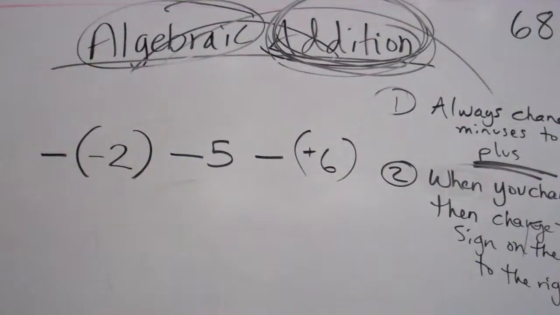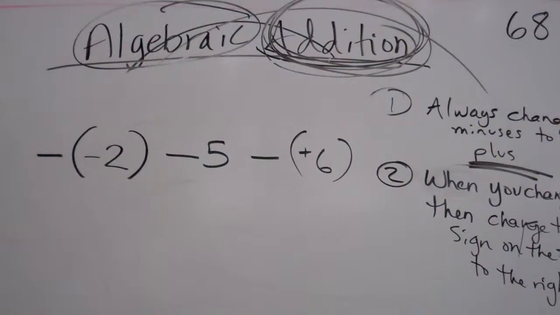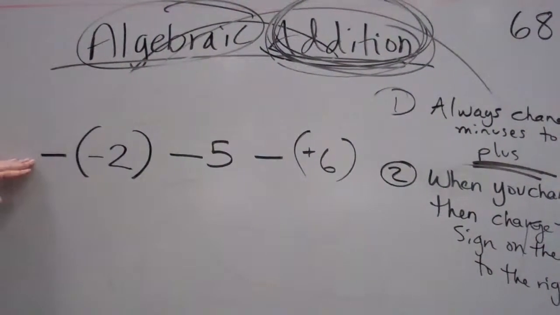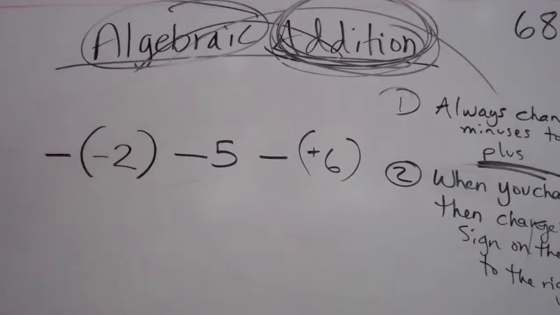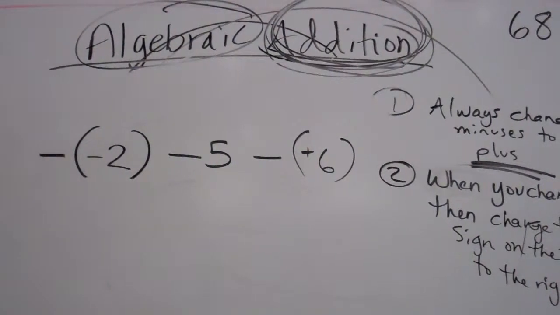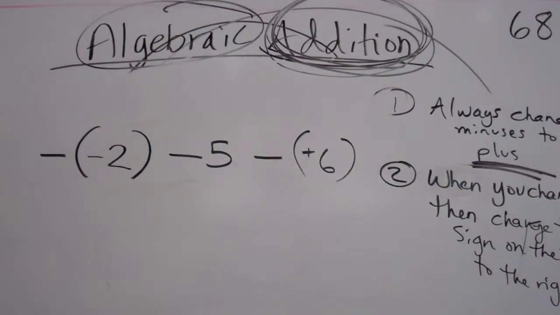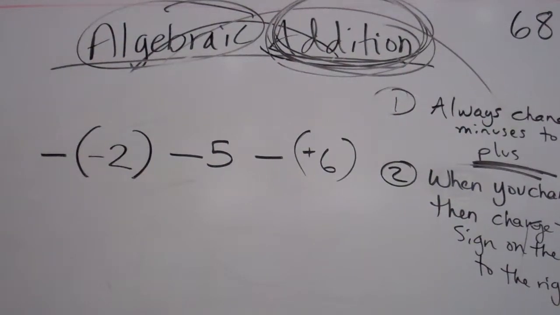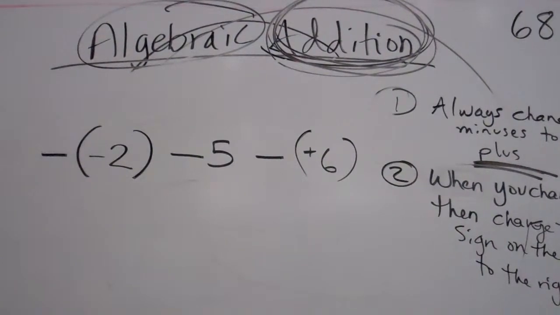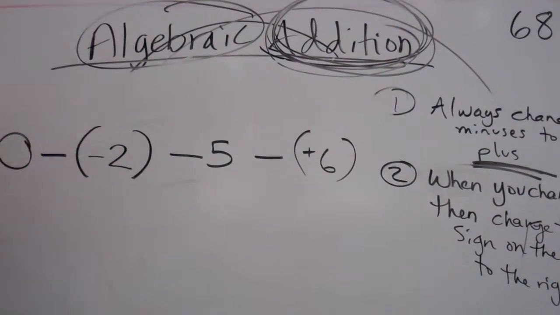Okay. Wait, what's the first line? Why is there a line in front of the number? That is a negative. Okay. What, 2 negatives? So, watch what we're going to do. If you get a problem like this, what is a number that means nothing? 0. Watch what happens.